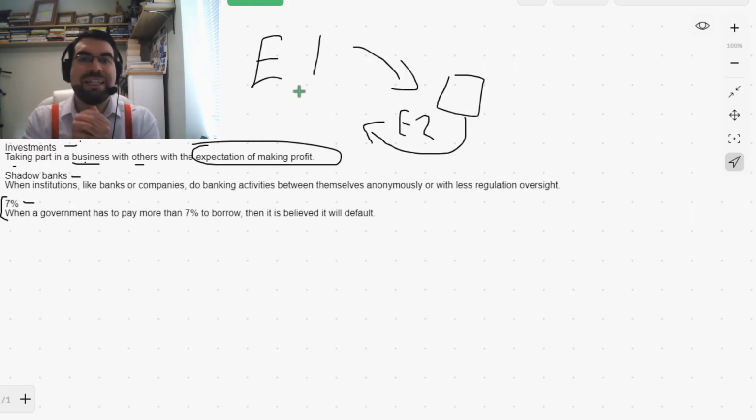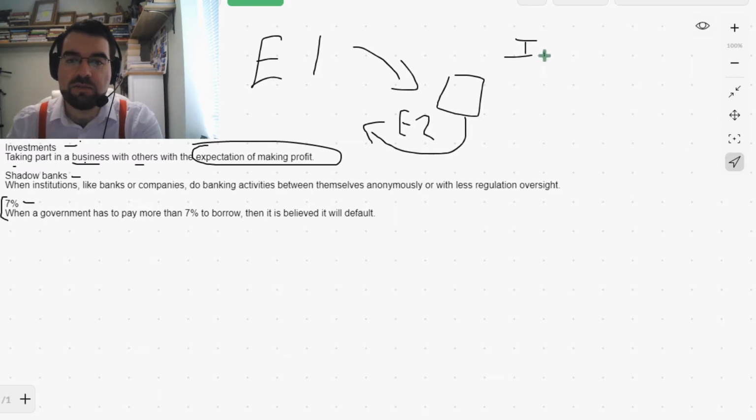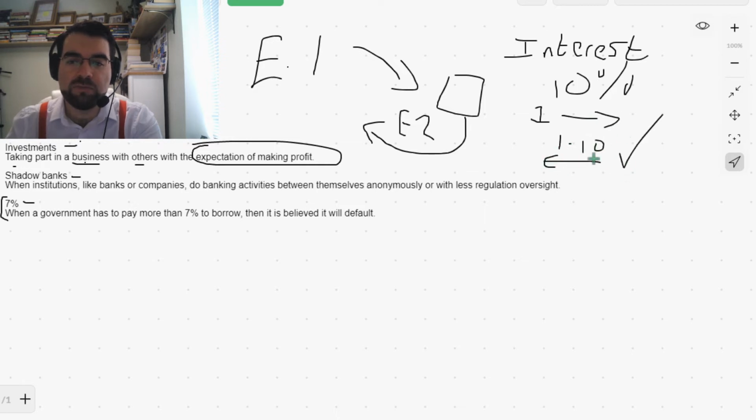I'm going to allocate a pound with the expectation of getting £2 back, or £1.50, £1.10, depending on the interest. Interest, that's it. 10%, for example. So you put £1 in and get £1.10 back. How cool is that?